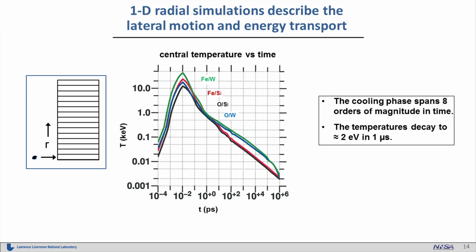And well, first of all, to show this, I'm showing the temperature in the center versus time. And what you see is there's a heating phase. This is when the grain is interacting and heating the material up. And then a long cooling phase as this material is expanding and cooling by conduction and radiation. So this whole cooling phase spans about 8 orders of magnitude in time. So it's a fairly challenging numerical problem to simulate this, and it took me a while to figure it out.